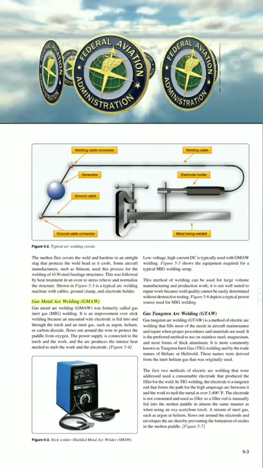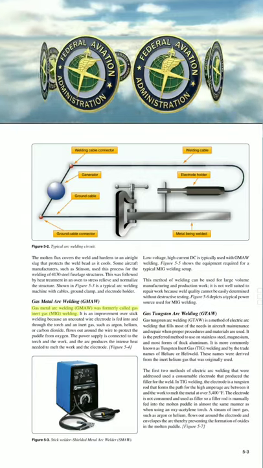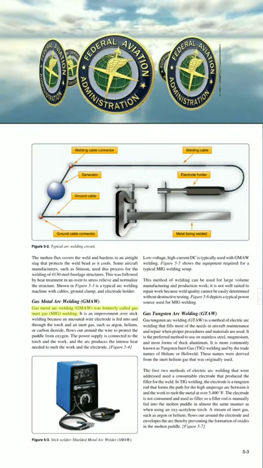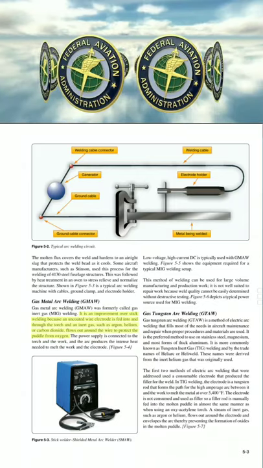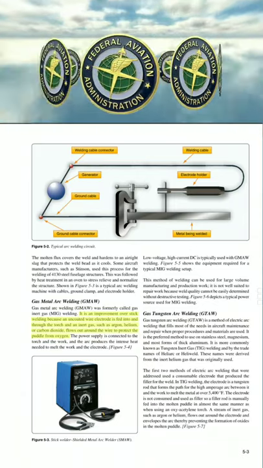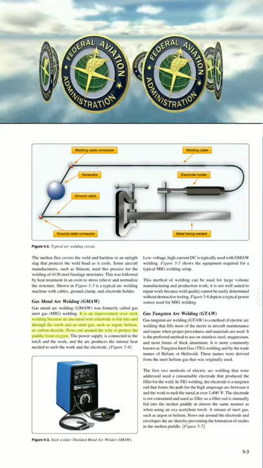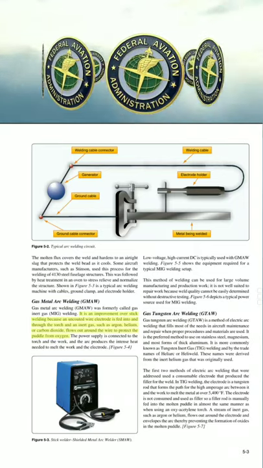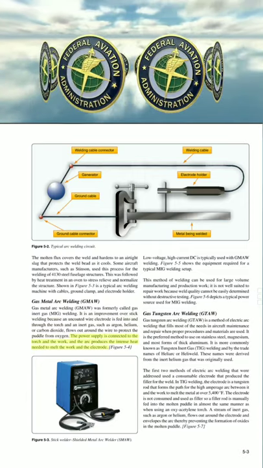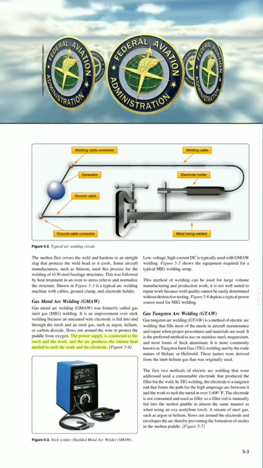Gas metal arc welding, GMAW. Gas metal arc welding, GMAW, was formerly called metal inert gas, MIG, welding. It is an improvement over stick welding because an uncoated wire electrode is fed into and through the torch and an inert gas, such as argon, helium, or carbon dioxide, flows out around the wire to protect the puddle from oxygen. The power supply is connected to the torch and the work, and the arc produces the intense heat needed to melt the work and the electrode.